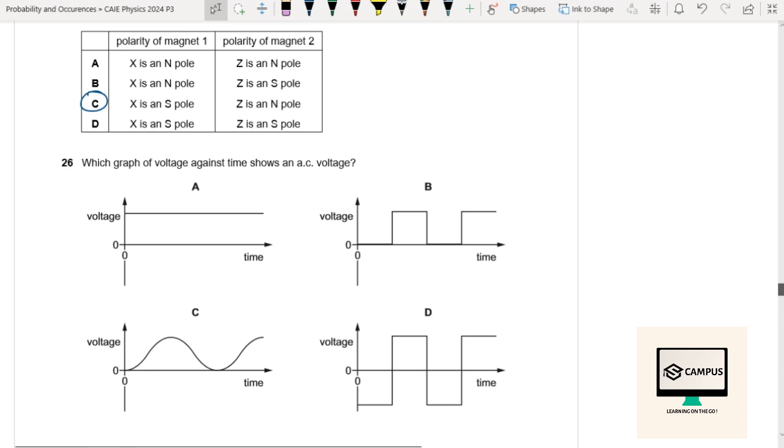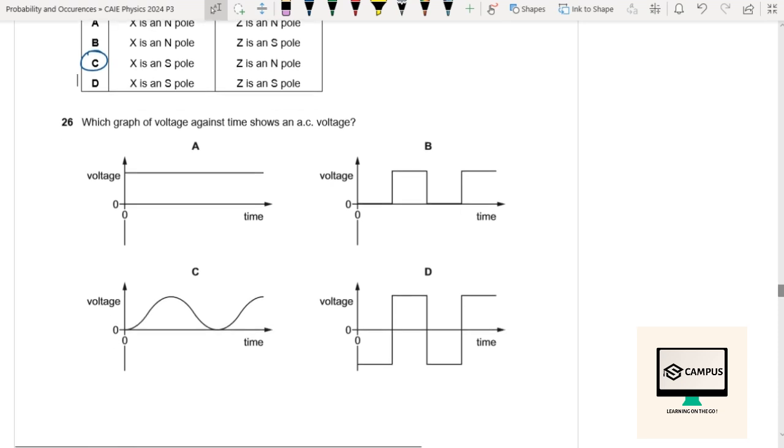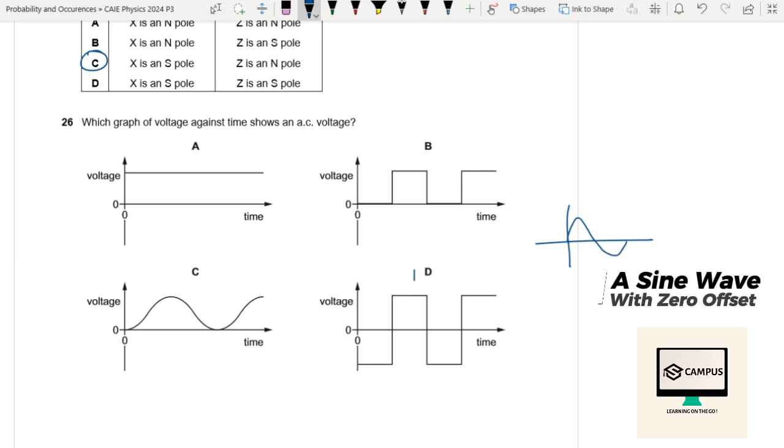Question number 26. Which graph of voltage against time shows an AC voltage? A majority of students opt straight away for option C. But alternating voltage, by definition, is where the voltage alternates its polarity. Sinusoidals are often referred to as AC voltage because their polarity changes. So the right answer is option D, because only this one changes polarity. Here there is an offset, so it's not changing polarity. So C is not the right answer. We have to be focused here.